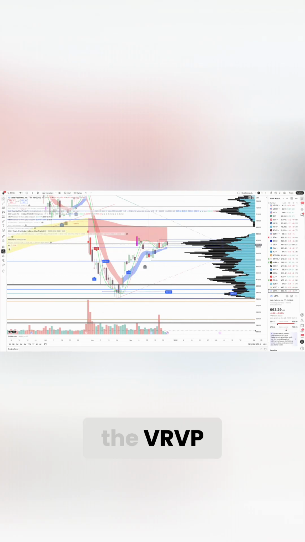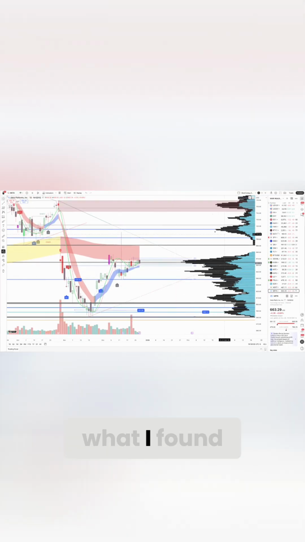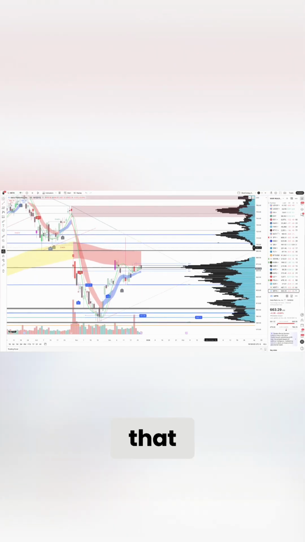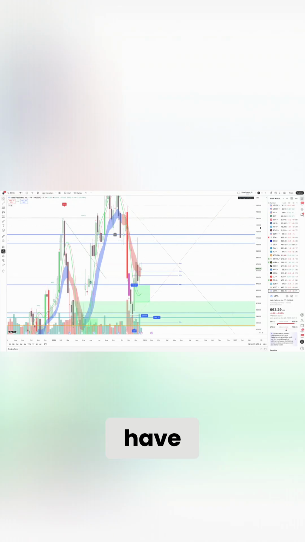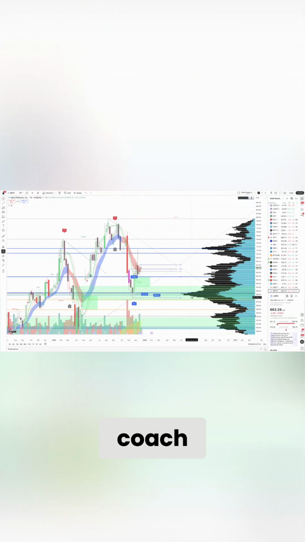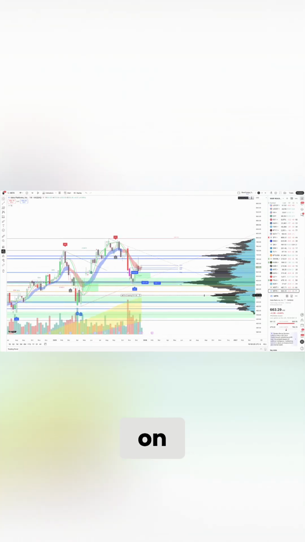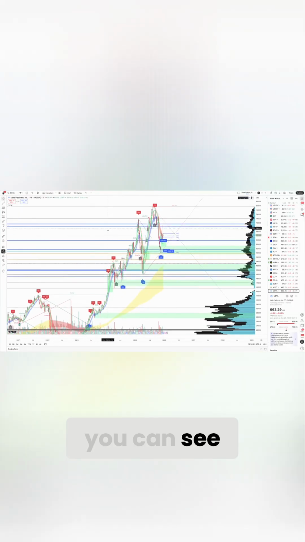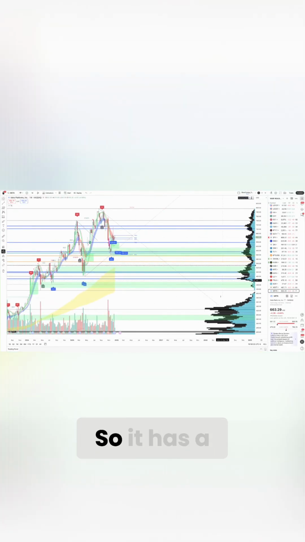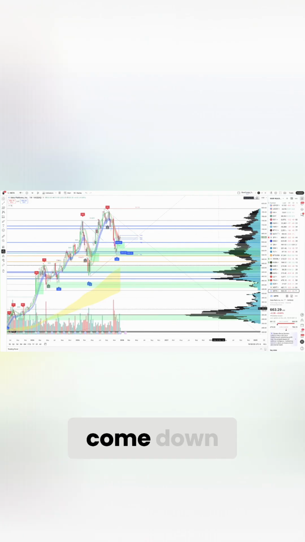So when we use the VRVP, what I found out from trading is that I could leverage this volume at price. Because when I go to my weekly chart, let's go to the weekly chart on Meta. You see, we have an order block down here, but why did Coach know that Meta was gonna come down here and grab liquidity? Look at this whole volume profile on Meta. Let me zoom all the way out so you can see it. It has a lot of volume. I knew it wouldn't come down here, right?